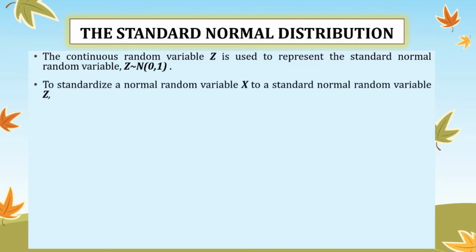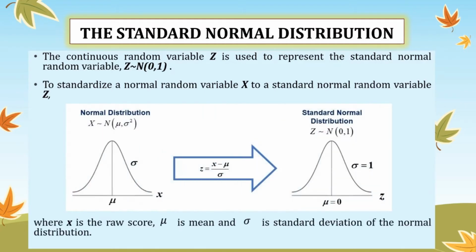To standardize a normal random variable X to a standard normal random variable Z, we will use this formula. Z is equal to X minus the mean, divided by the standard deviation. X is for normal distribution and Z score is for standard normal distribution. So X is the raw score, mu is the mean, and sigma is the standard deviation of the normal distribution.